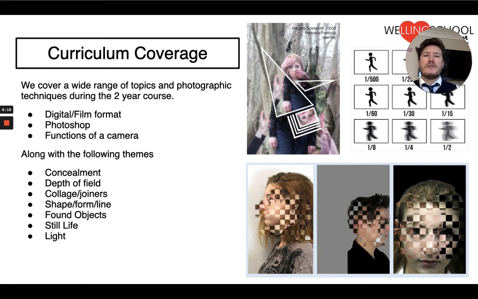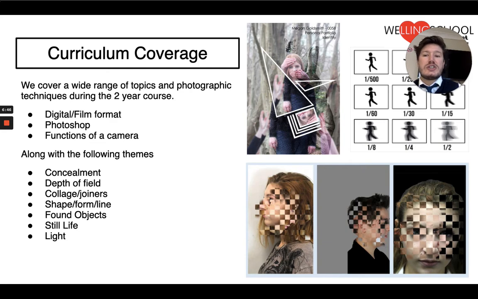So curriculum coverage, what will we be looking at? I've highlighted some in bullet points here for us to just quickly go through. We cover a wide range of topics and photographic techniques during the 2-year course. So Years 10 and 11. The minute that you start, the first day in Year 10, the work you produce from that moment goes towards your GCSE. That is the coursework element of the GCSE course.